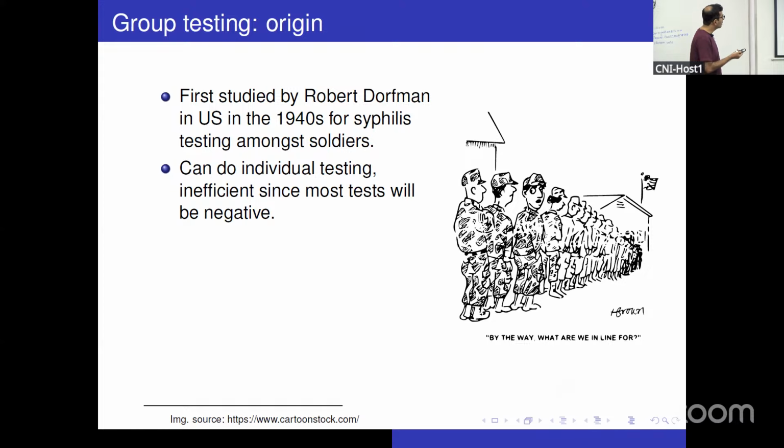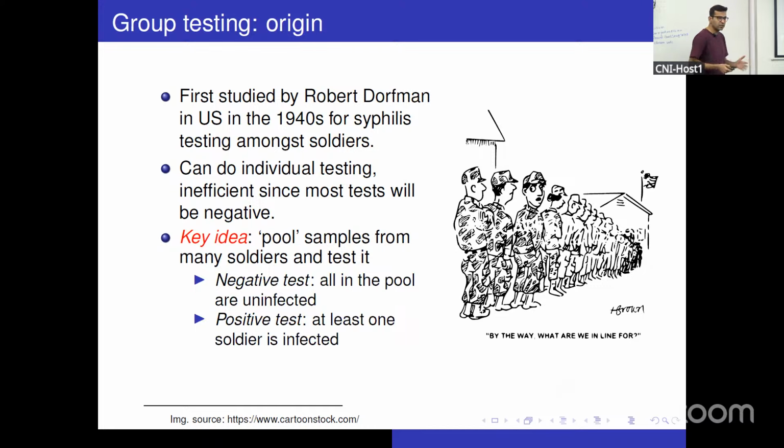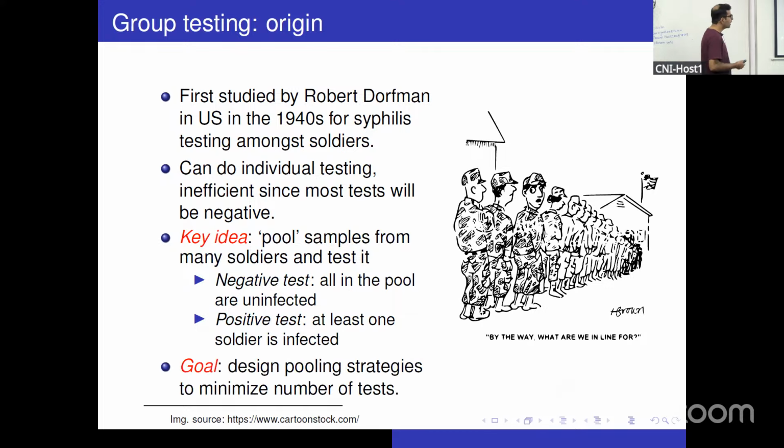The idea that Dorfman had was to pool samples from multiple soldiers before testing. The key idea is that if everyone in the pool is uninfected, then the test is negative and we can rule all of them out in one shot. Only if there is a positive test do we know that at least one soldier in the pool was infected, and then you decide how to proceed further. So the goal is to design pooling strategies to minimize the total number of tests that you have to do to catch all the defectives.